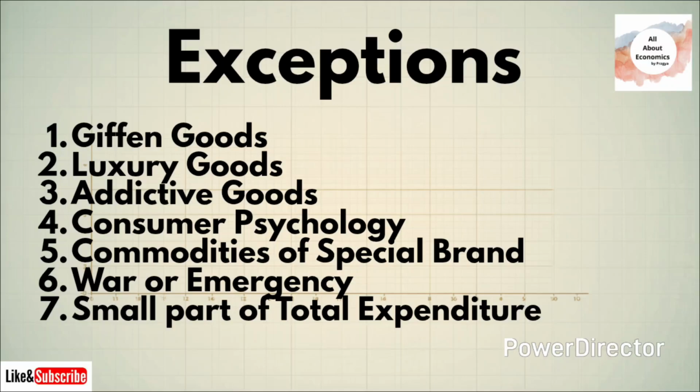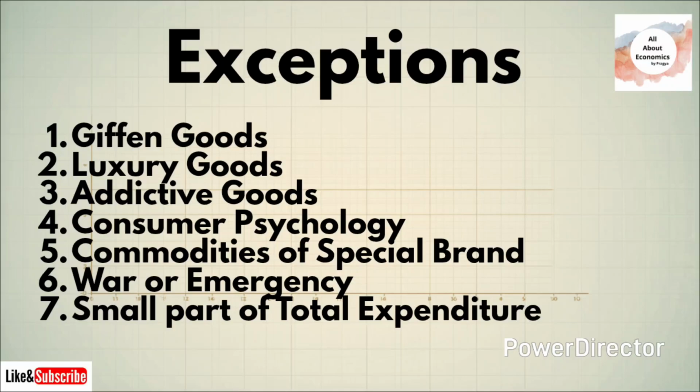Fourth one is consumer psychology. So some people have that mindset that if a product is of lower price, the quality is not good and the product can be defective, or if it's offered in sale at lower prices, it is said that the product was not sold, the product was defective and therefore it is sold at lower prices. So because of this psychology, even when the prices are low, the demand doesn't increase.